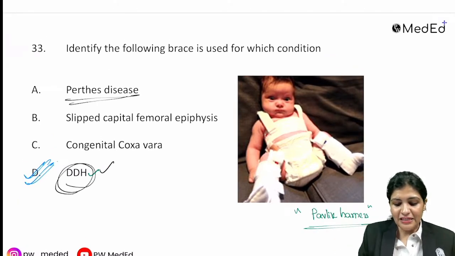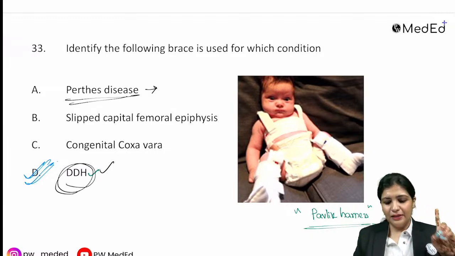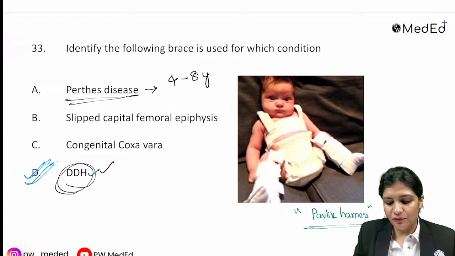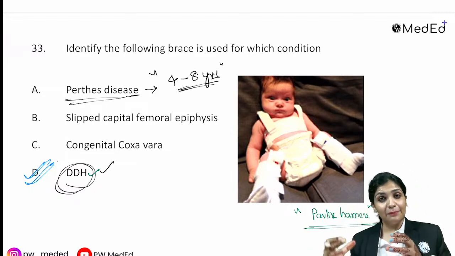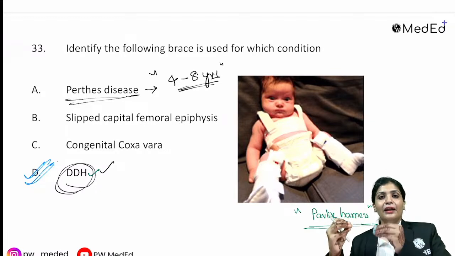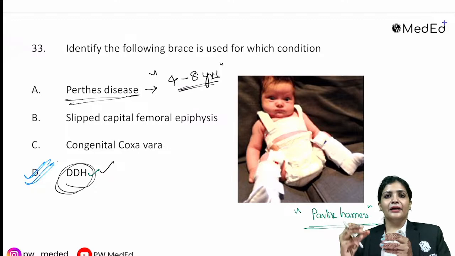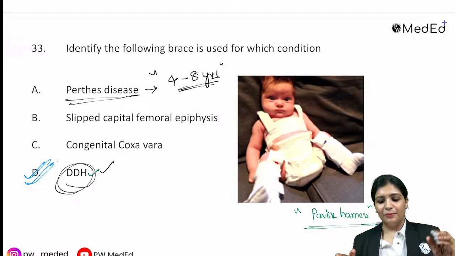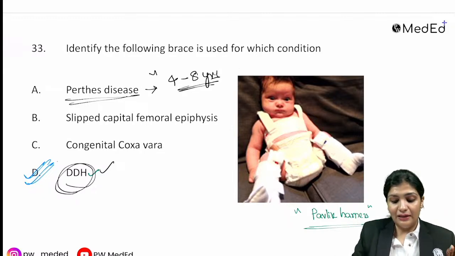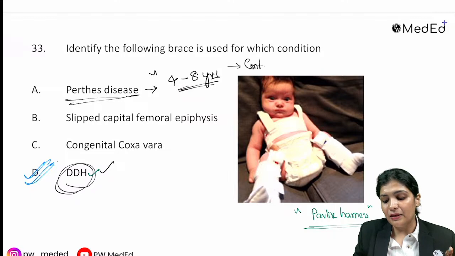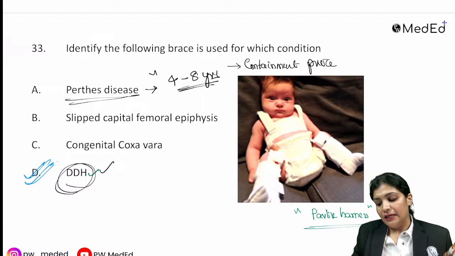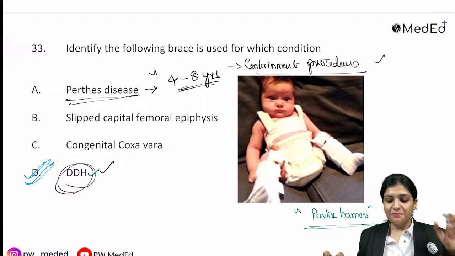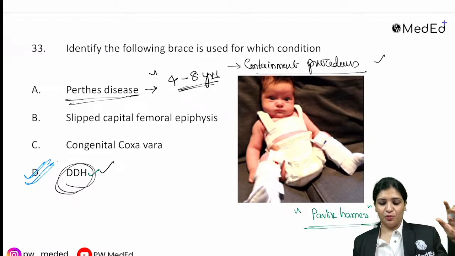And what is Perthes disease? Please remember that in Perthes the age group is mainly 4 to 8 years. This is because of the decrease in the blood supply. The femoral head becomes necrosed, right? So there will be necrosis of this femoral head, that is called Perthes disease. And there you do what are called the containment procedures, that is you want to put the head inside the acetabulum. That is the Perthes age group you have to remember, 4 to 8 years.